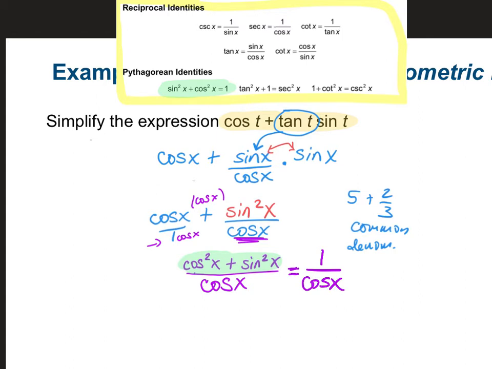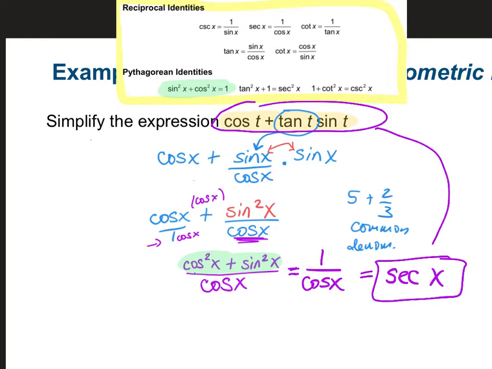Now let's look at our identities. That's pretty simplified from what we started with, right? But can I make that one step simpler, one step prettier? What could I rewrite 1 over cosine of x as? Say it again. You're right. Secant of x. And that is our simplified version. We went from this big yucky thing in yellow to this beautiful little one term of secant of x.